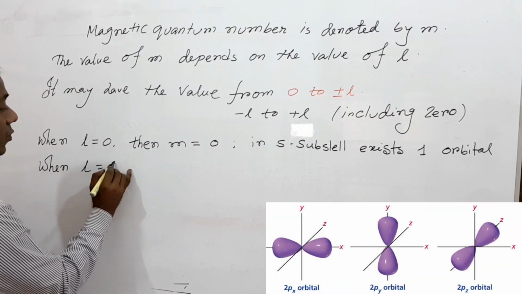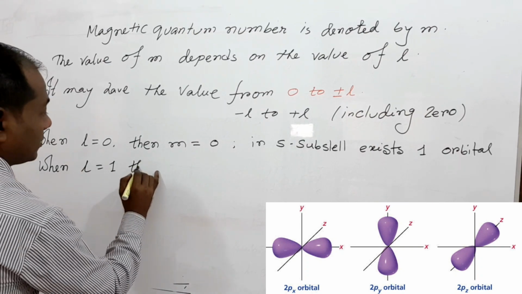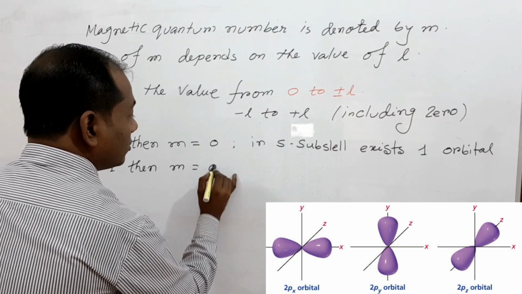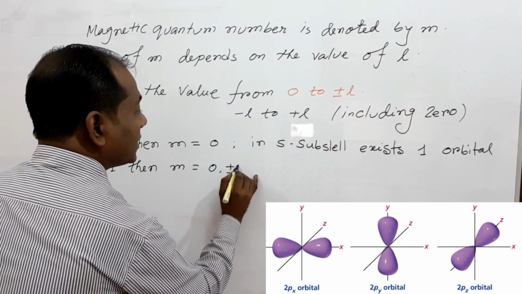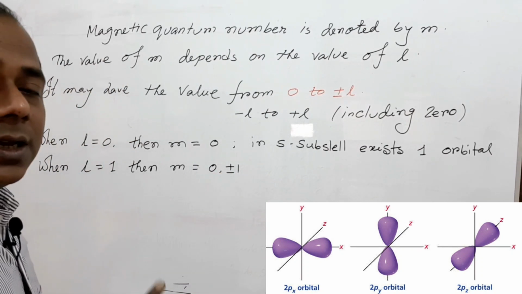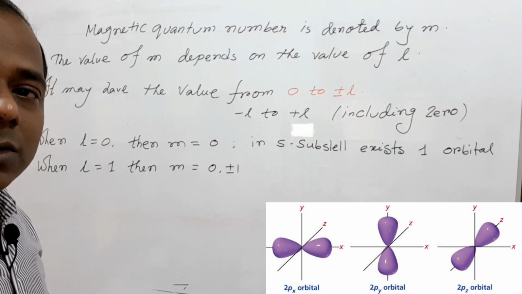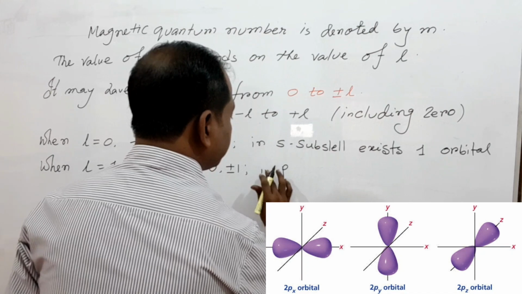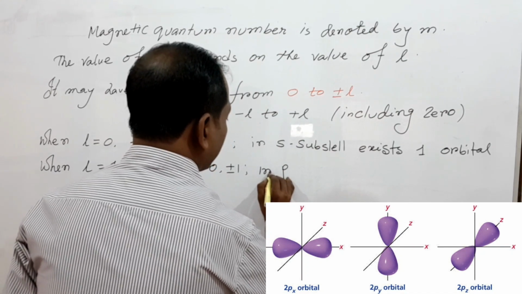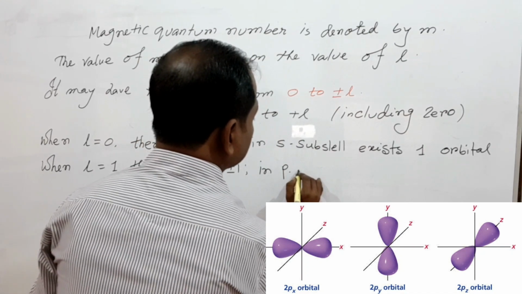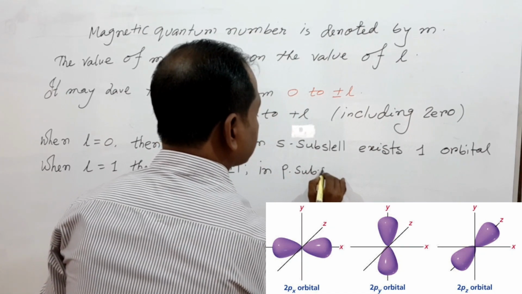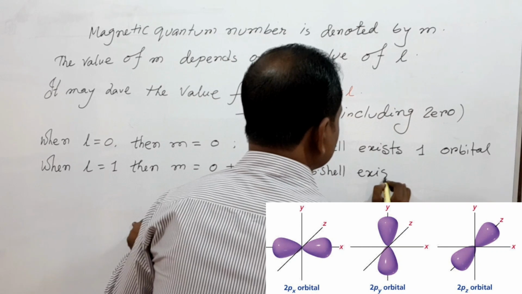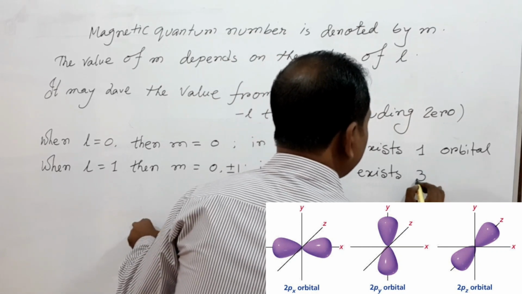When L equal to 1, then M equal to 0 plus minus 1. That means minus 1, 0, plus 1. And in P subshell exists 3 orbitals.